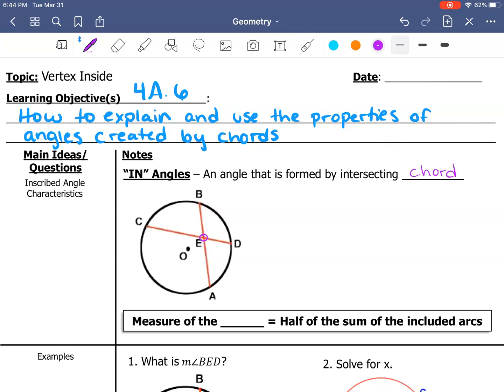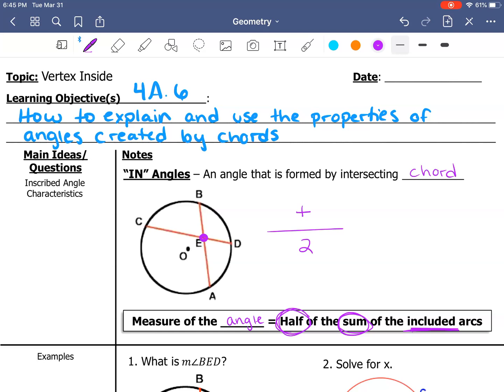We know that they are in angles because the vertex is inside of the circle, but it is not coming from the center. Remember, if it's coming from the center, those would be central angles. The formula for in angles is the measure of the angle equals half of the sum of the included arcs. Half is just dividing by 2. The included arcs just mean the arcs that are across from each other, and sum means addition.